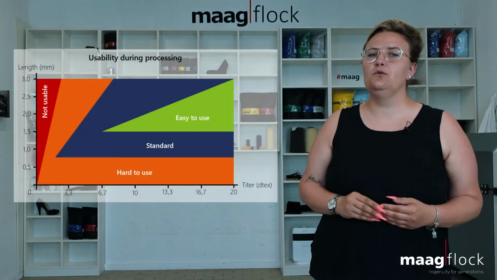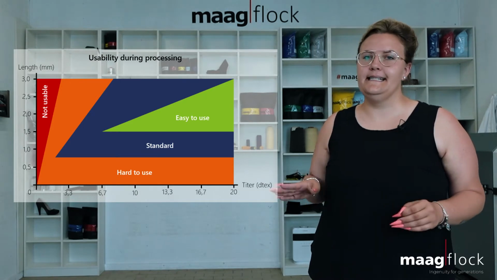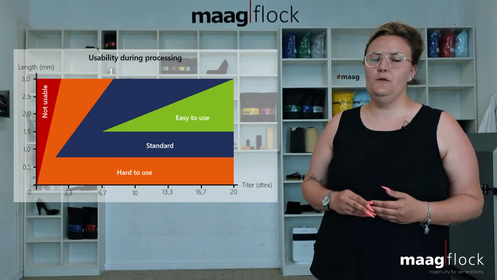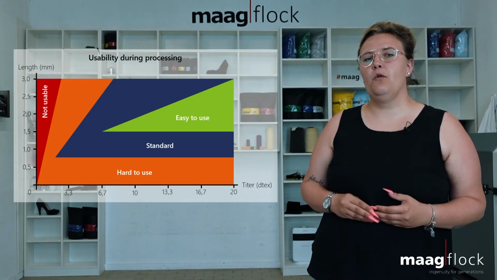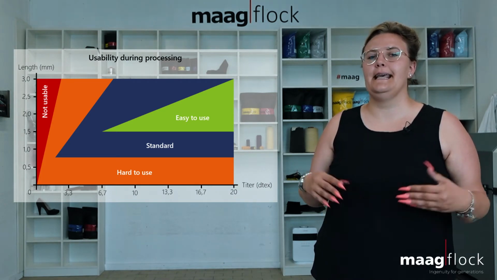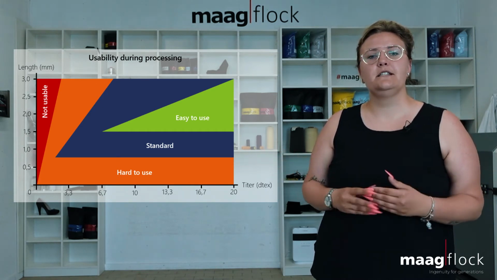In this figure you can see how easy it is to process the different fibers. On the x-axis you can see the dtex and on the y-axis the length of the flock fiber. Depending on where the flock fiber is classified here, it's difficult to process, normal, easy or not at all.